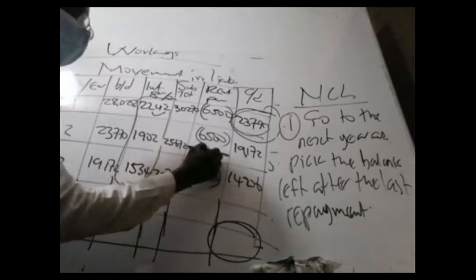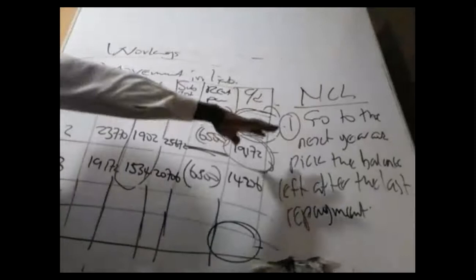Okay. So go to the next year. I mean year one. The next will be year two. What's the balance left after the last repayment? So repayment occurred here. What's the balance left after the repayment? So that's 19,172. So non-current liability is what? 19,172. So in my balance sheet, the non-current liability, can you put 19,172 there? Under the balance sheet that we recorded non-current and current, under the non-current first year, put what? 19,172. The proof amount that I presented before.